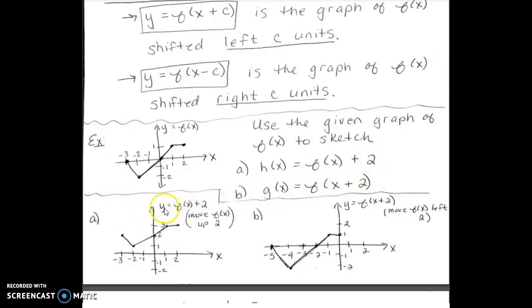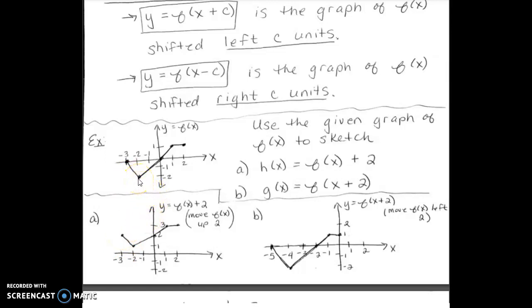So for part A, if our graph needs to be the graph of f of x plus 2, it means I'm going to take what I know f looks like, that was given, and I'm going to move that graph up 2 places. So I'm going to start with each point and do the transformation. So if I start at this point, with x value of -3 and y value of 0, and move it up 2, it would have started here and gone up 2 spots and landed right here.